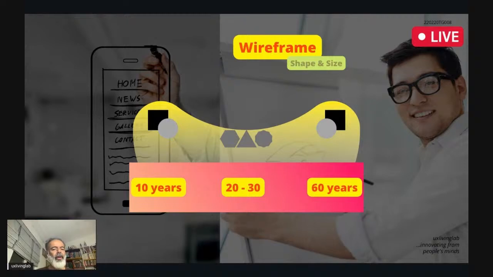Better go for square and round shapes if you are designing for 10 years and lower, and 60 years and above. In between that, especially in the middle age, 20 to 30, you can use any shapes.